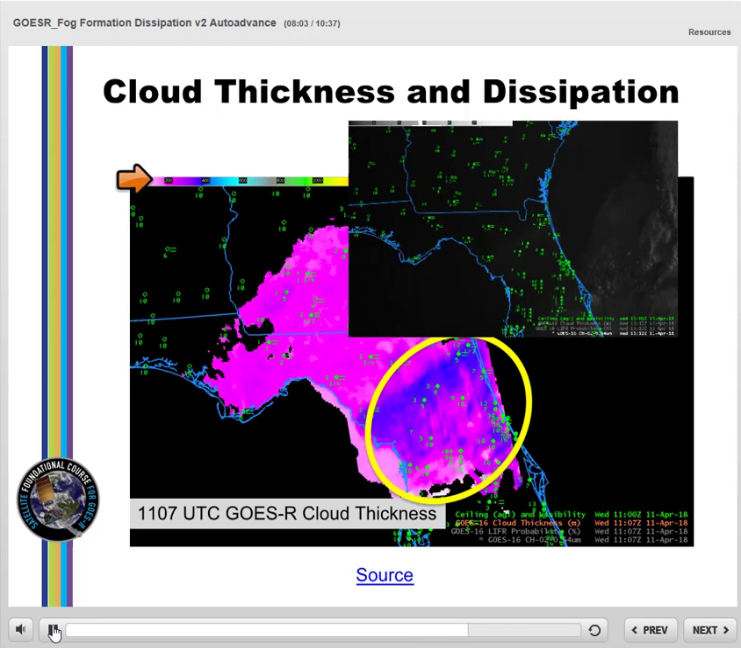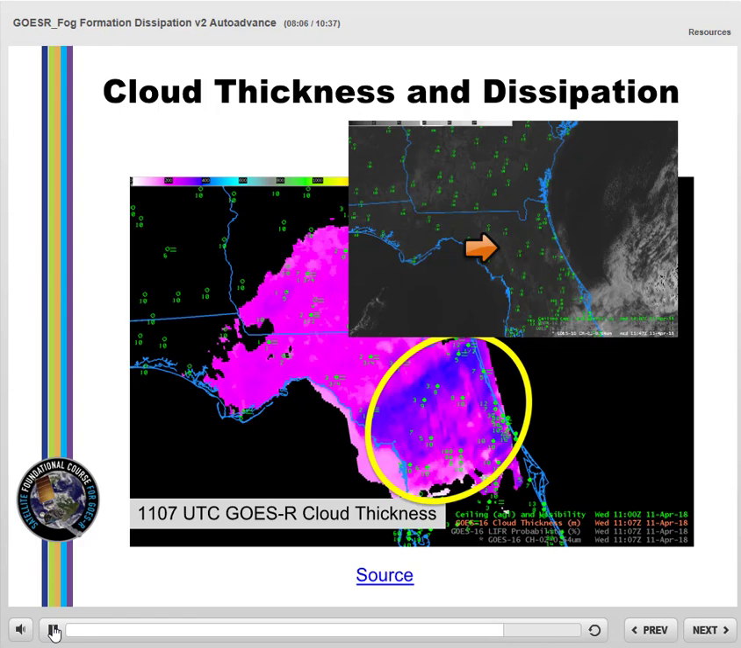Note that the region with the thickest fog did have fog for the longest time, but that almost all is gone by 13:07 UTC, 2 hours after the cloud thickness image.